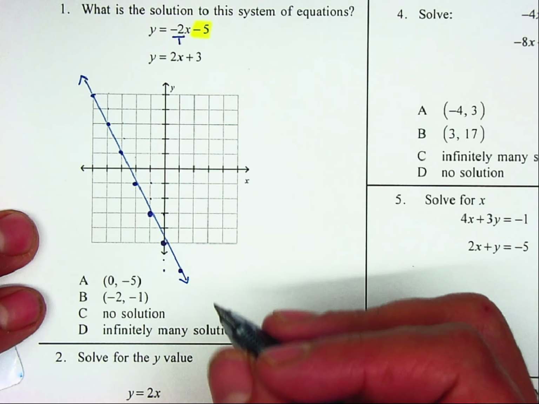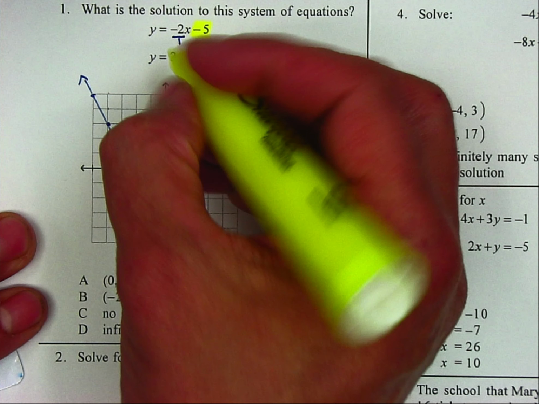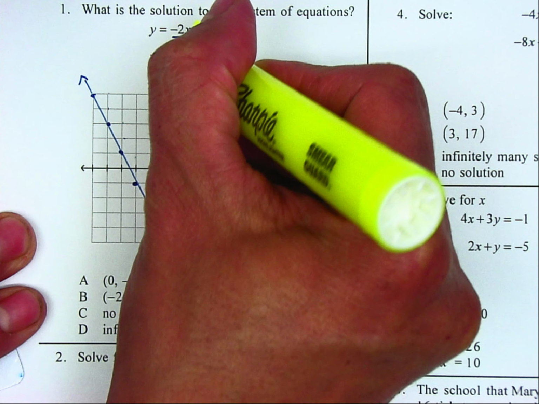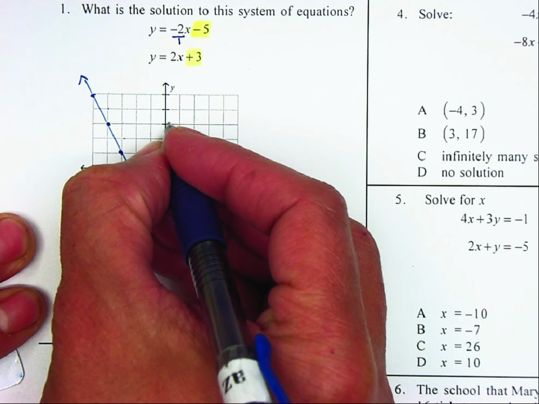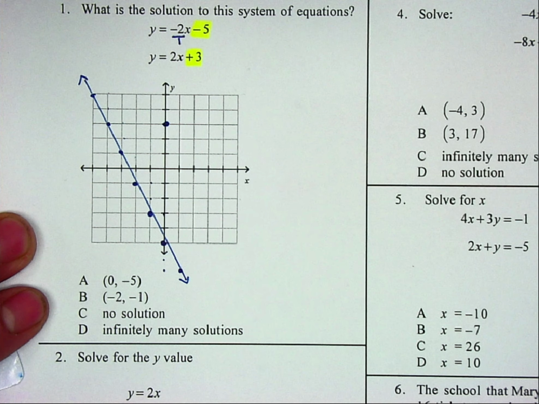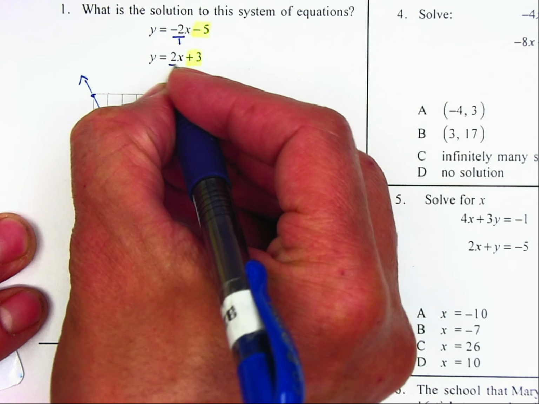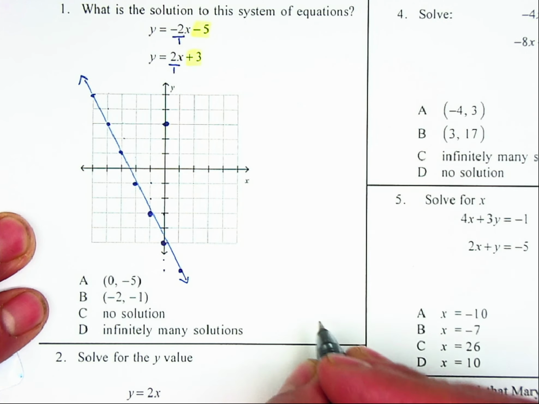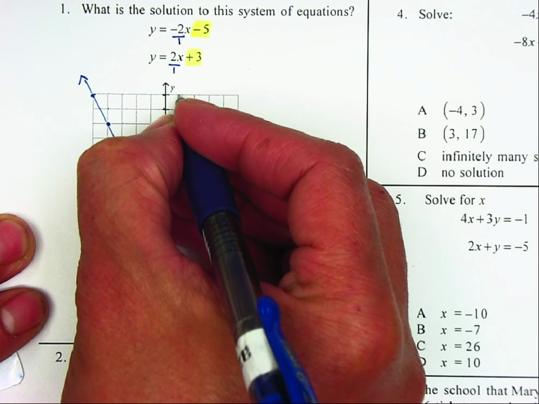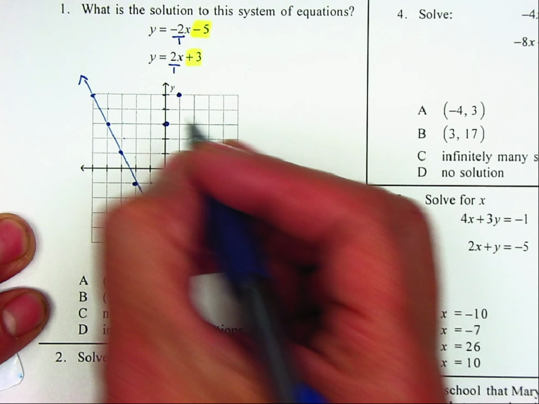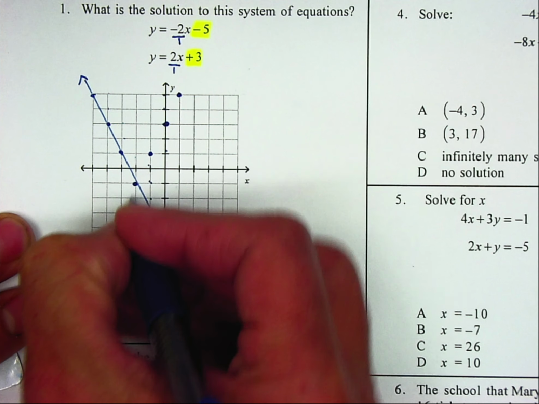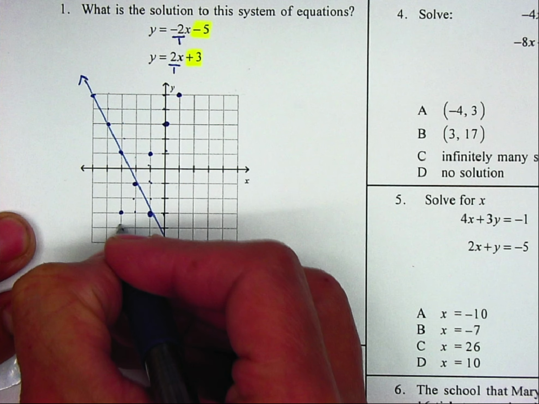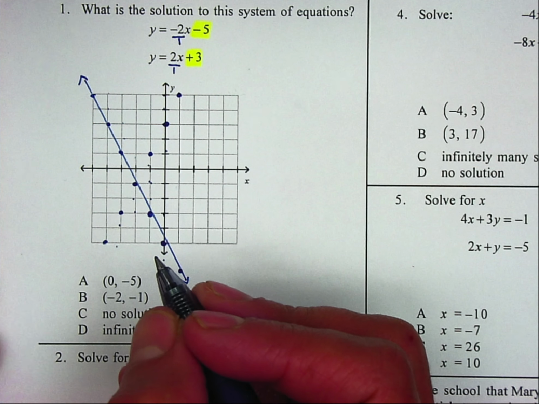Now I'm going to go and graph the second equation. My y-intercept is 3. 1, 2, 3. My slope is 2. I need to make it into a fraction, 2 over 1. So I'm going to go up 2 and over 1. Or I can do the opposite. Down 2 and over 1, down 2 and over 1.